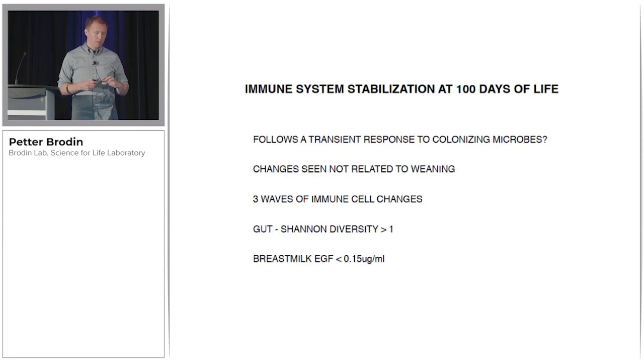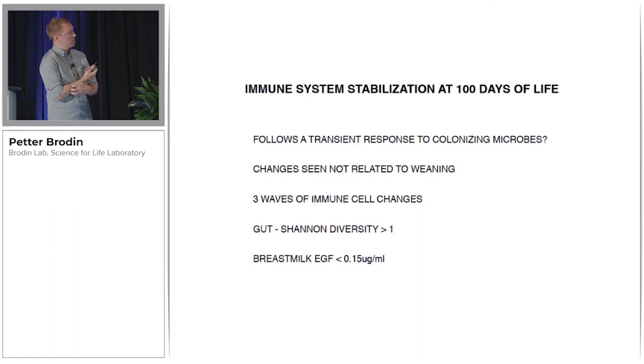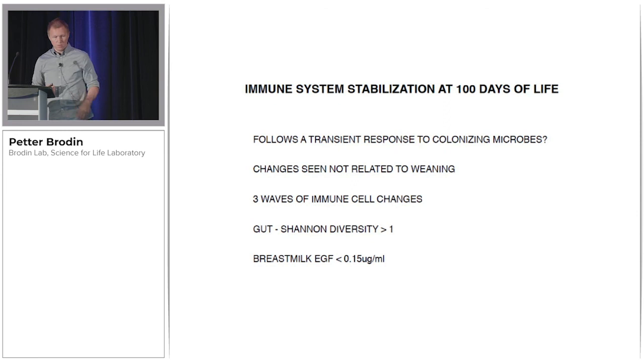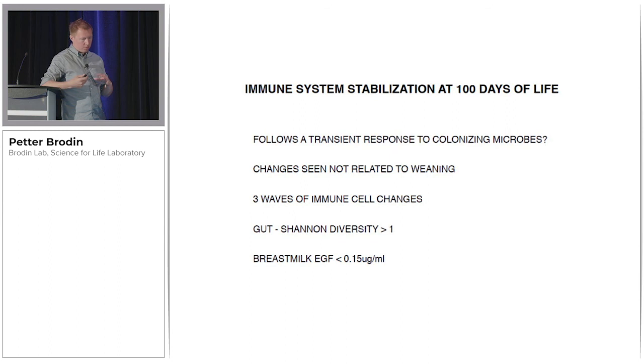We know that there is a requirement for a certain diversity of the microbiome in the gut as measured by fecal samples, and we know that EGF levels in breast milk have to decrease below a certain threshold for this to happen. And we think this is all related to the colonization of the microbes, the tolerization of the immune system, and so on. So with that, I'm going to stop here.